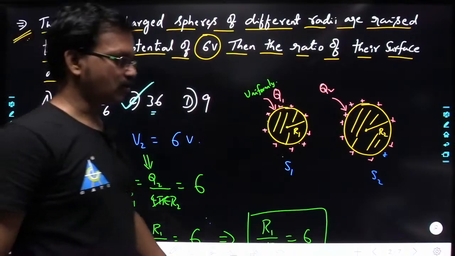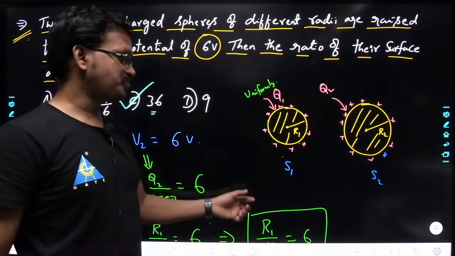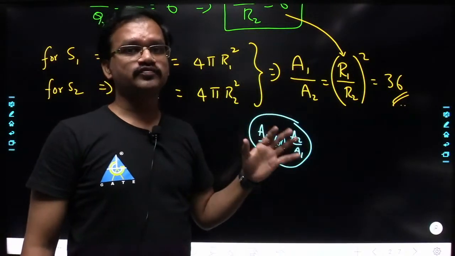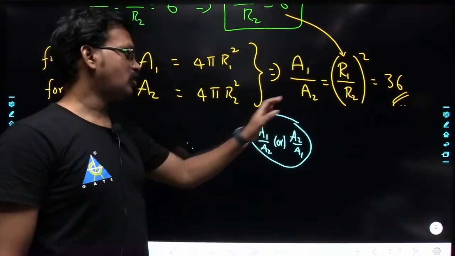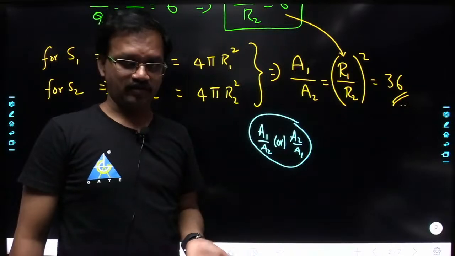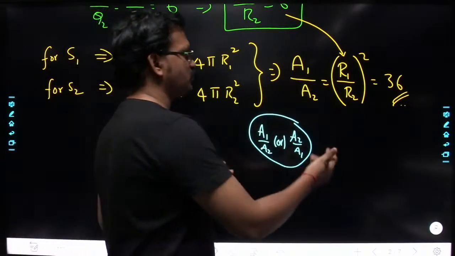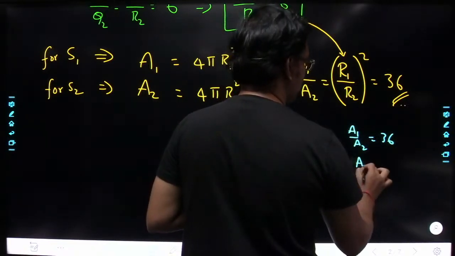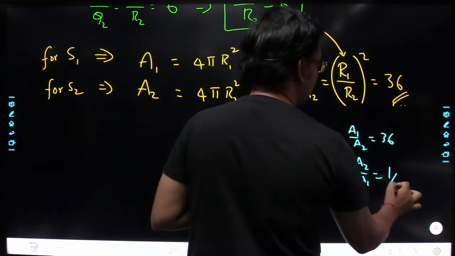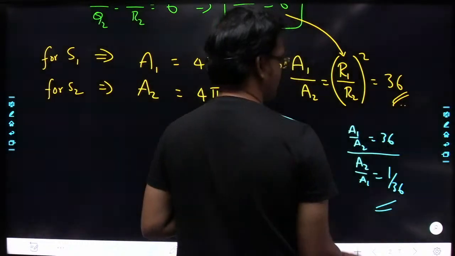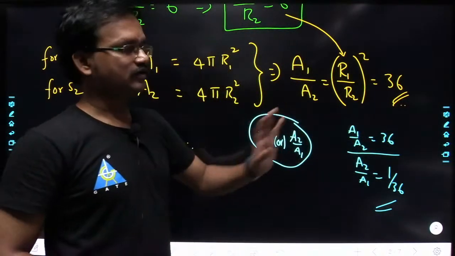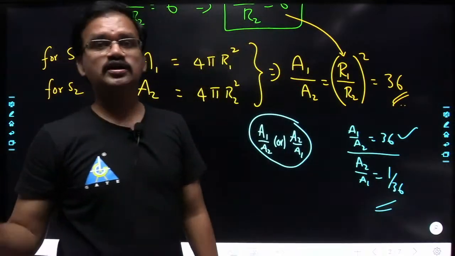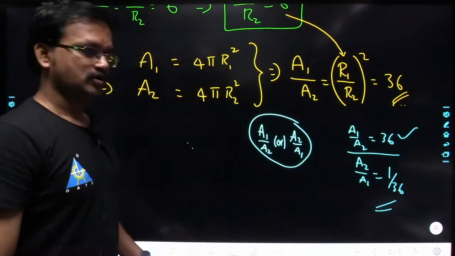I hope you have understood what I am saying. They are simply saying you have to determine the ratio of the two spheres, but they have not told whether you have to determine A1 by A2 or A2 by A1. So determine both here: A1 by A2 is equal to 36 and A2 by A1 is equal to 1 by 36. Among these two, they have given only one option, that is 36, and not 1 by 36. Understood?